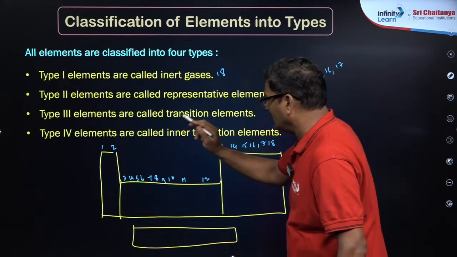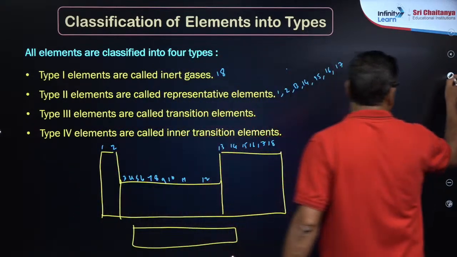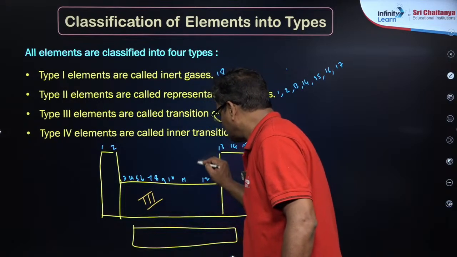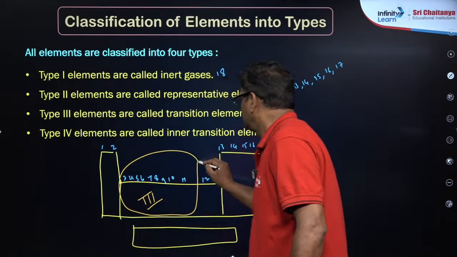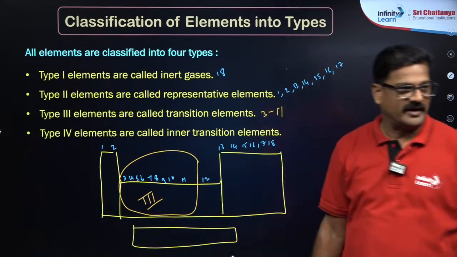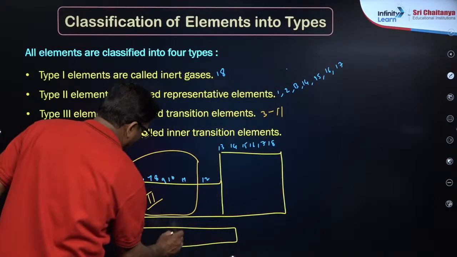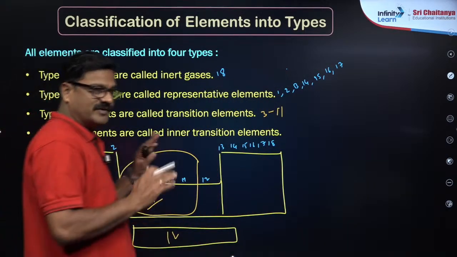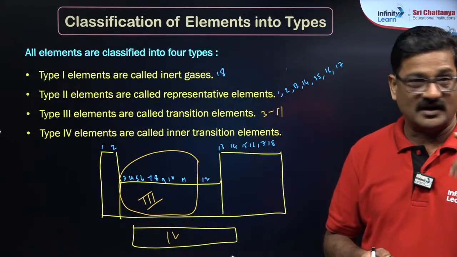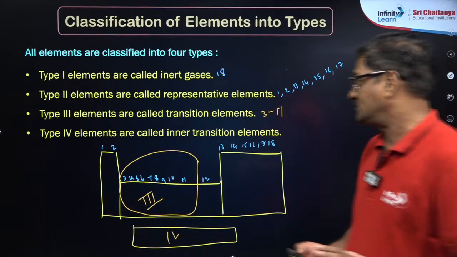And all type 3 is transition elements. This is type 3 elements. These are type 3 elements except these. So I just want to say 3 to 11. Are you getting Ishita? Fine. And this is about group type 4. So this is the way the classification is given: noble gases or inert gases, representative elements, and the transition elements and inner transition elements, right?